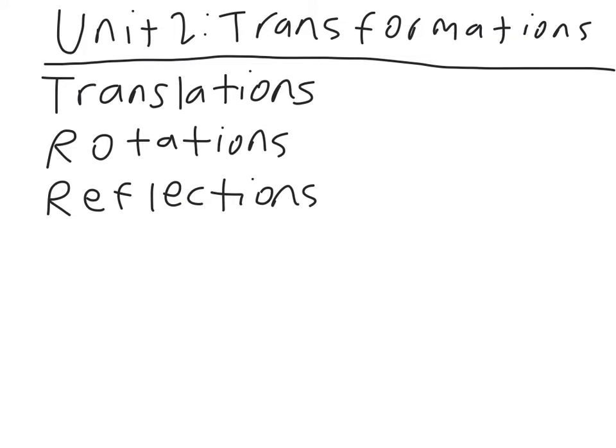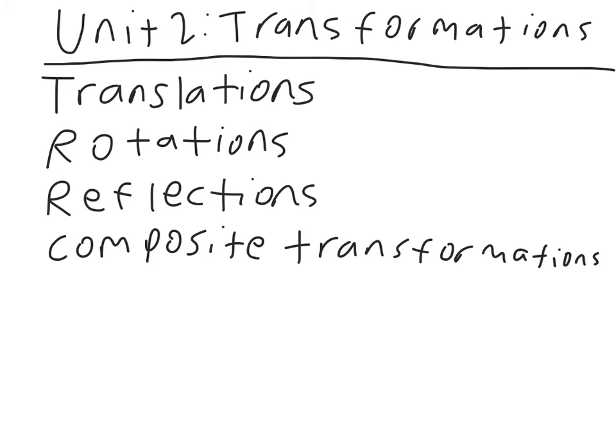Reflections, which is taking an object and reflecting it over a line, very similar to what a mirror does. And composite transformations, which is taking all of these kinds of transformations and combining them into one big transformation. There's also another kind of transformation, which is known as dilation, but we won't be doing that in this unit. We'll see it later on, a couple units from now.